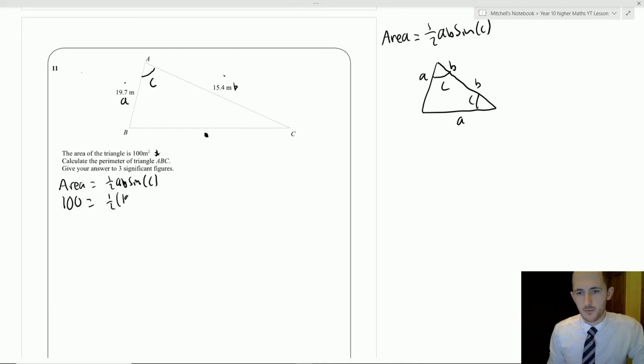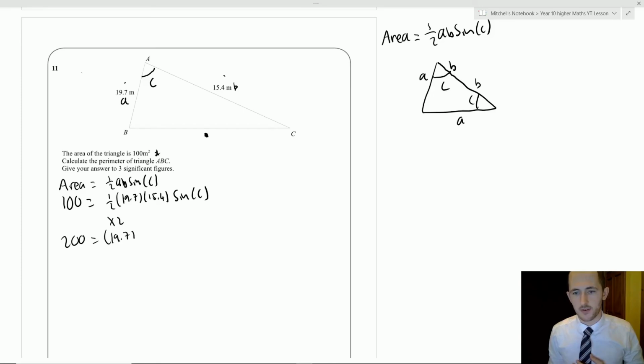A is 19.7. B is 15.4. And we want sine C. So now I need to actually rearrange to get what I want. So times both sides by 2 to get rid of the half. I get 200 equals 19.7, 15.4 sine C. So if I rearrange this, I get sine C.